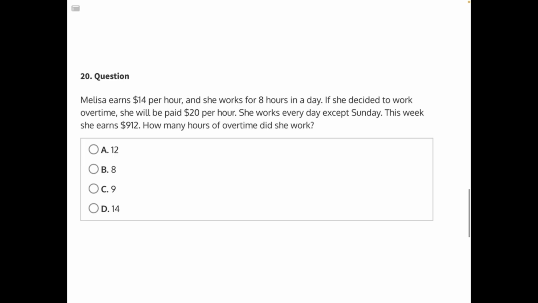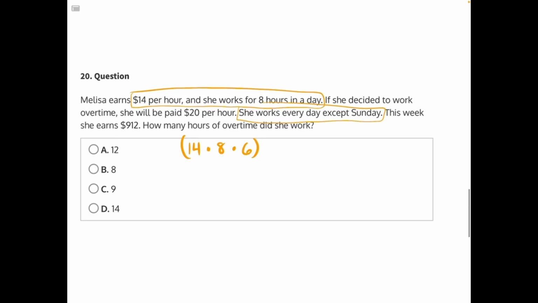Let's start by figuring out how much money she made by working her regular, non-overtime hours, which would be $14 an hour for 8 hours a day, every day except for Sunday. So if we were to represent all of that in terms of math, it would be $14 for every hour she works times 8 hours a day times the number of days that she is working, which is going to be every day except Sunday, 6 days out of the 7 total days in a week.